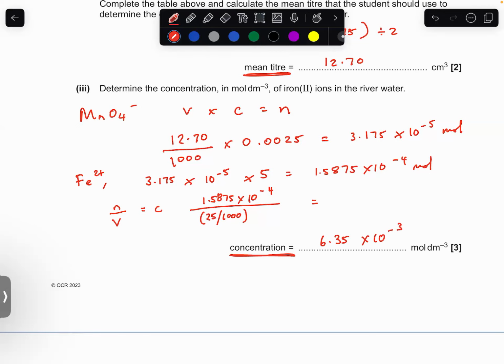Let's have a look at the mark scheme. Yep, the mark scheme supports that, all 3 marks. 1 mark for volume times concentration, 1 mark for multiplying it by 5, and 1 mark for the end concentration answer.